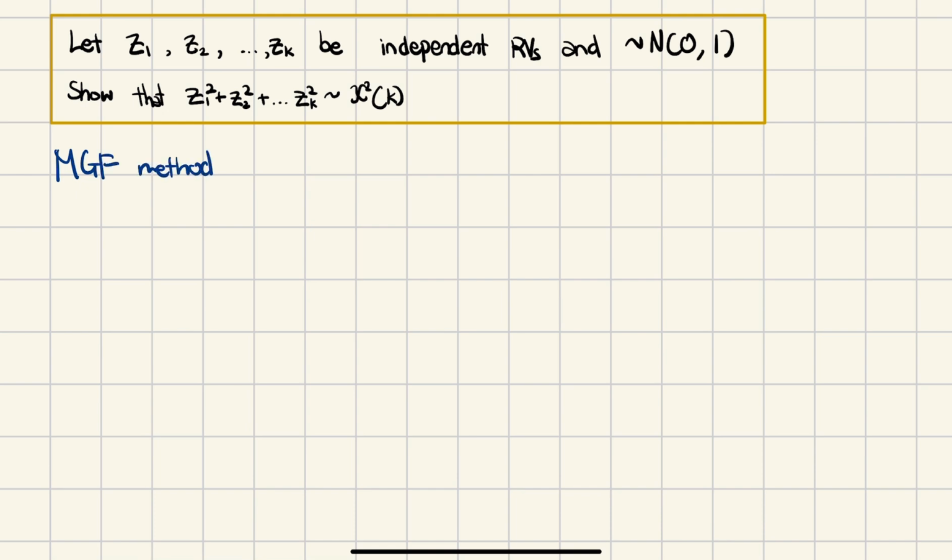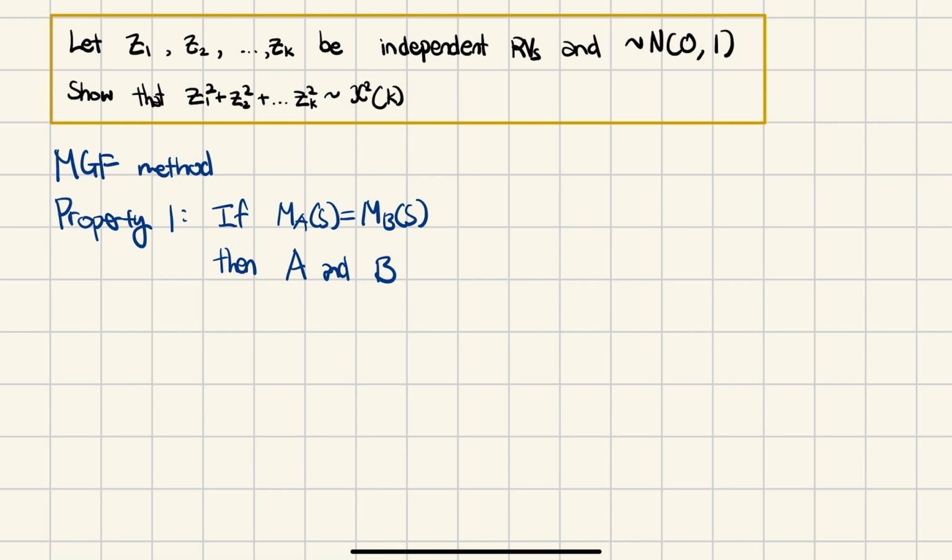One of the properties of a moment generating function, let's call it property 1, is that if the moment generating functions of two random variables A and B are the same, then A and B follow the same distribution.